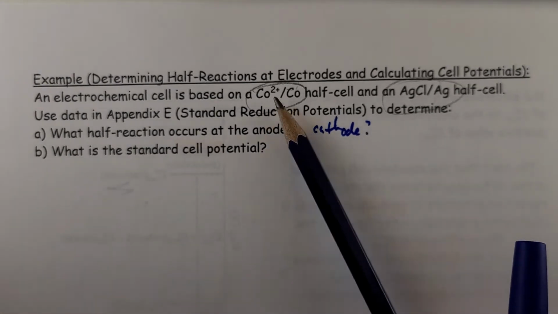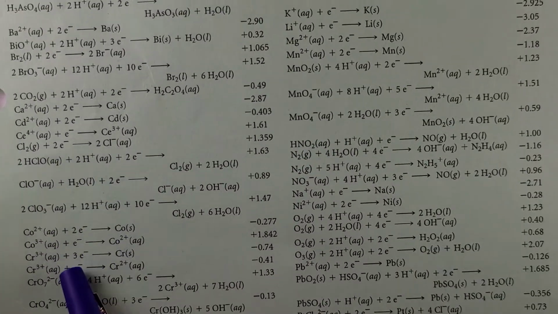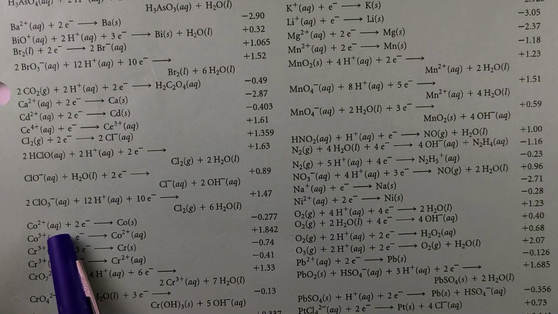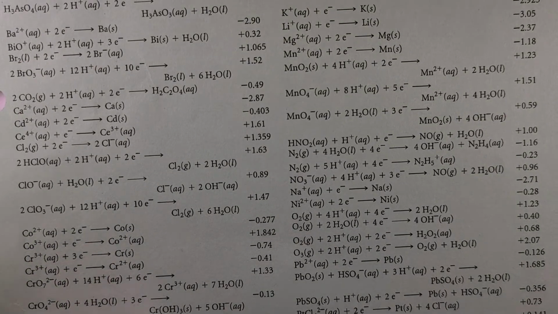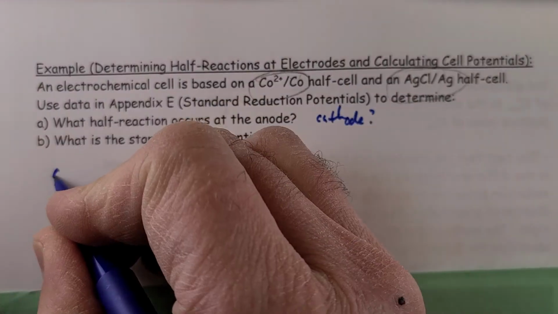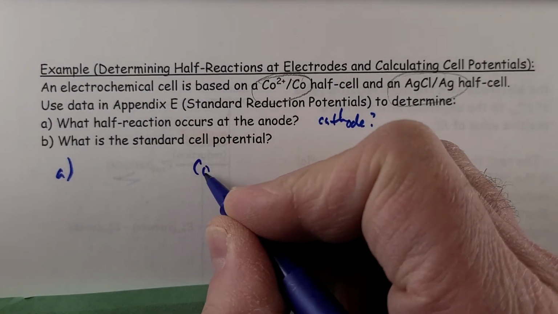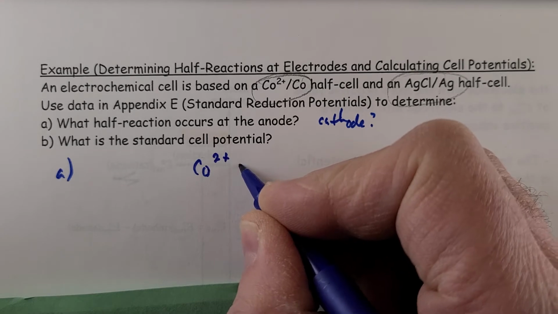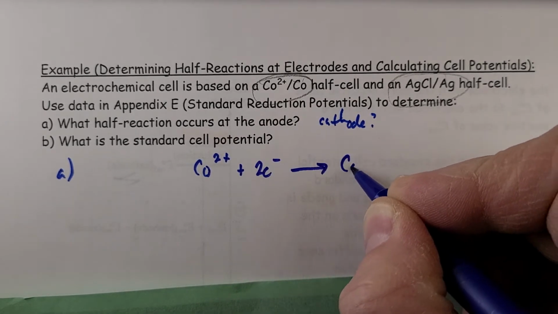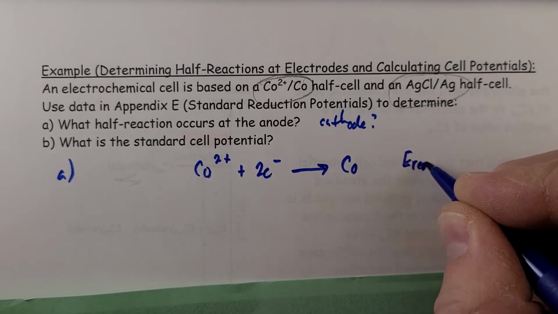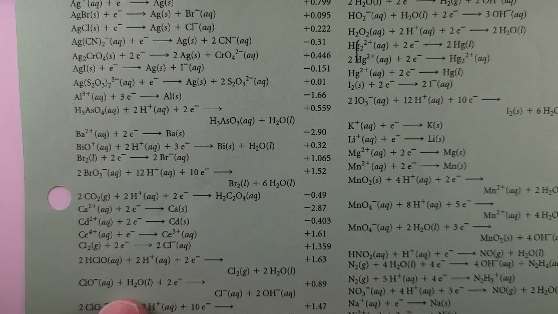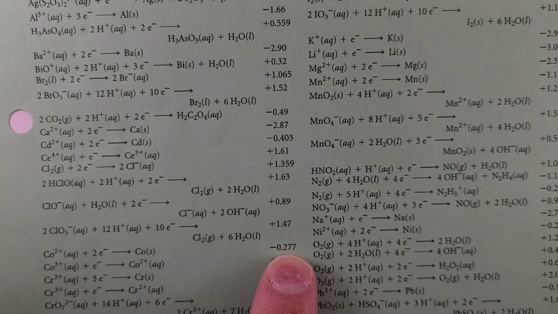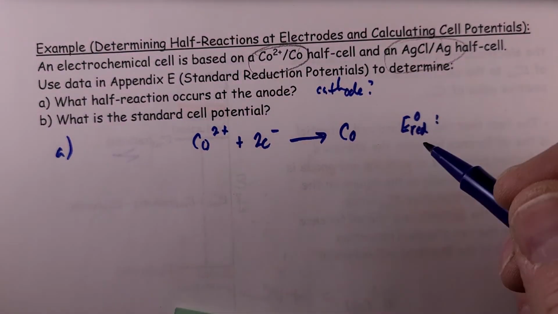So let's look at this, cobalt 2+ and cobalt. Let's take a look here. So here it is. Cobalt 2+ plus 2 electrons gives us cobalt. So I'm just going to write that down just as is. Cobalt 2+ plus 2 electrons gives us cobalt solid. And the reduction potential for that was, where are we? Cobalt 2+, minus 0.277.